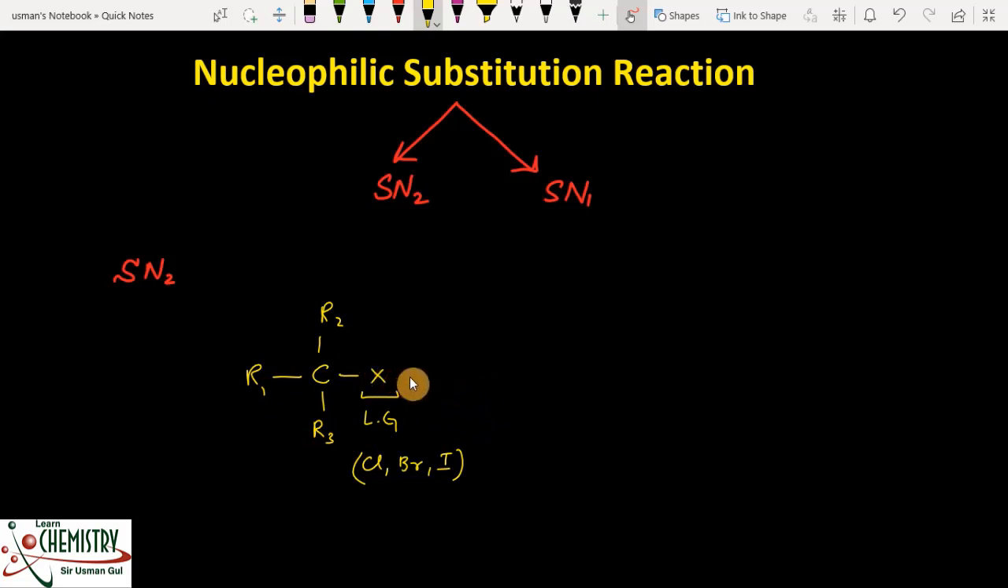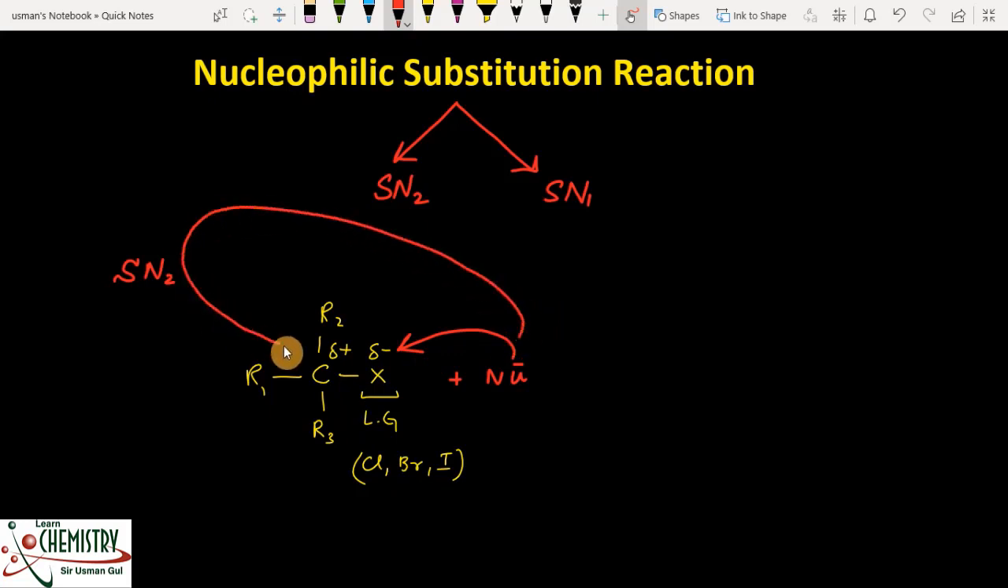Remember that because the halogen is highly electronegative compared to the carbon, there will be a partial negative charge on the halogen and a partial positive charge on the carbon. Now we will talk about the nucleophile. We are reacting this with a nucleophile. Do you think the nucleophile can attack from this side or should it attack from the back side? What do you think?